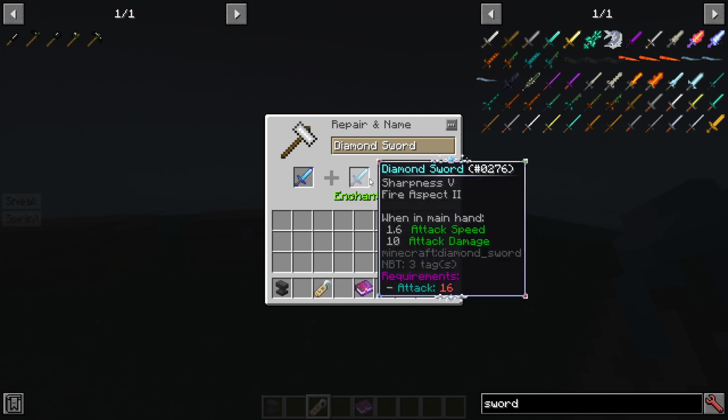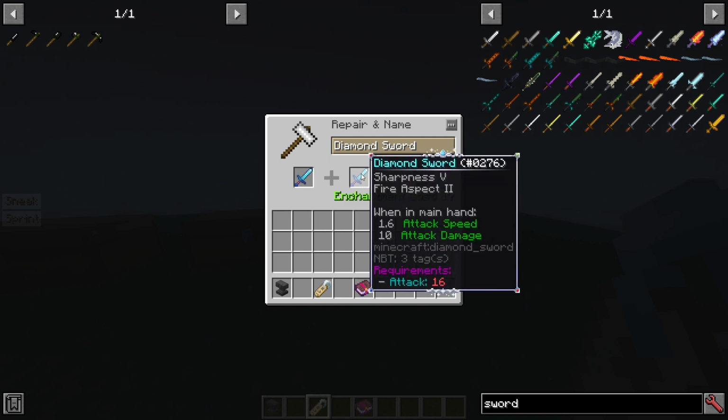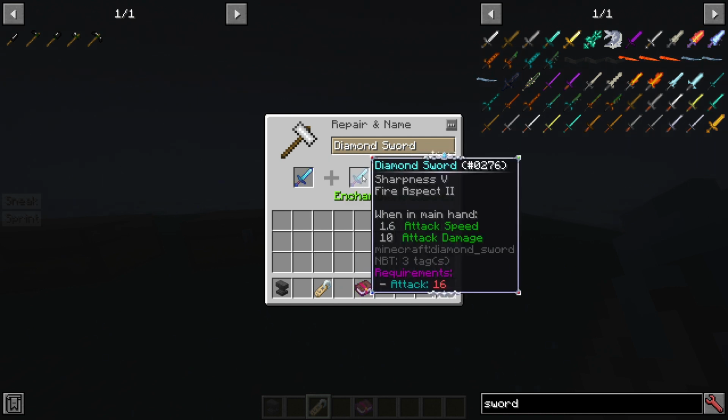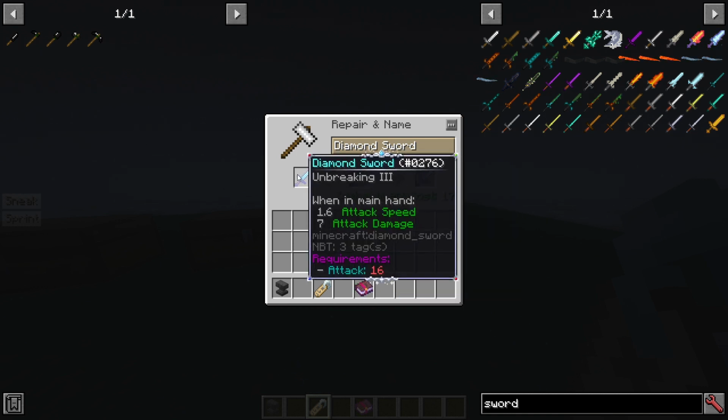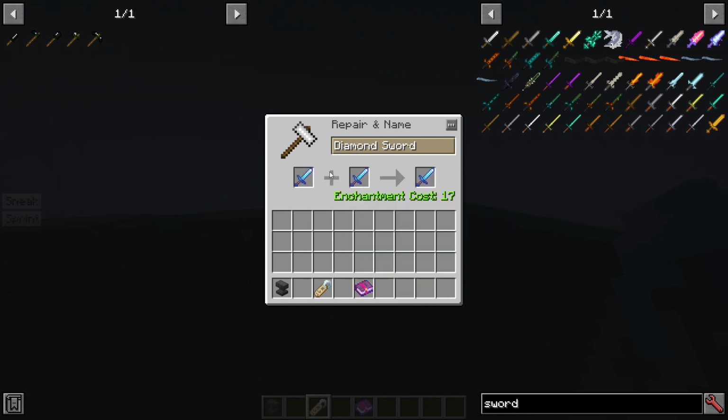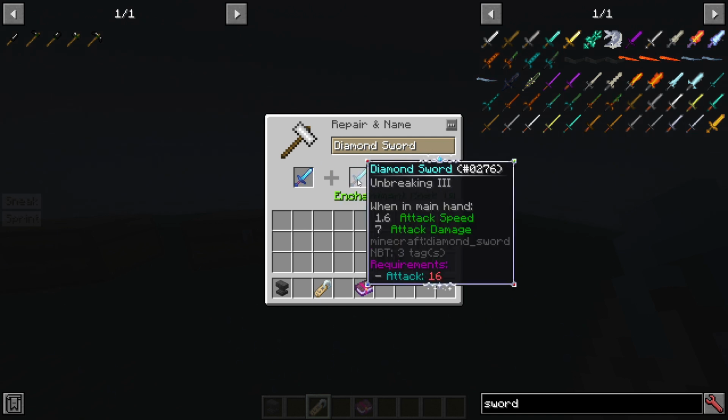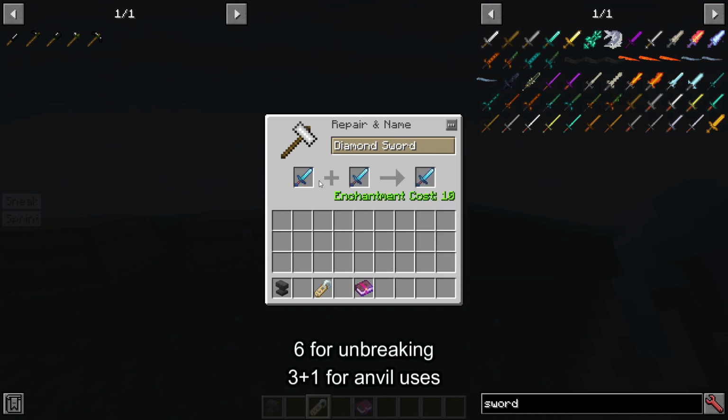So again, we pay 5 levels for sharpness, 8 levels for fire aspect, 3 levels for the Anvil use cost of this, 1 level for the Anvil use cost of that. Of course, everybody knows if we do it the other way around, it's cheaper, because you only pay for the stuff on the right side, and this is only 1 enchantment, and it's cheaper.